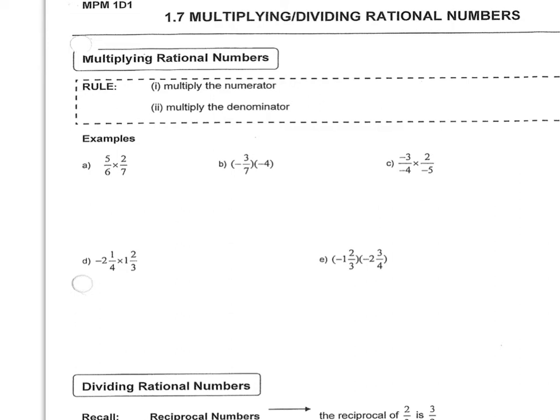Okay, so here we are with multiplying, dividing rational numbers. Alright, so multiplying rational numbers, when you multiply, you go straight through and you do exactly that, just multiply. Multiply the numerator and multiply the denominator, okay?